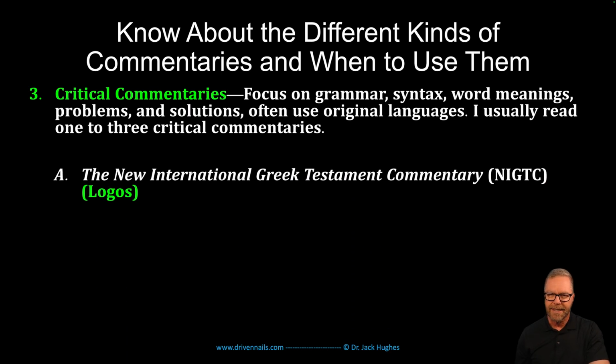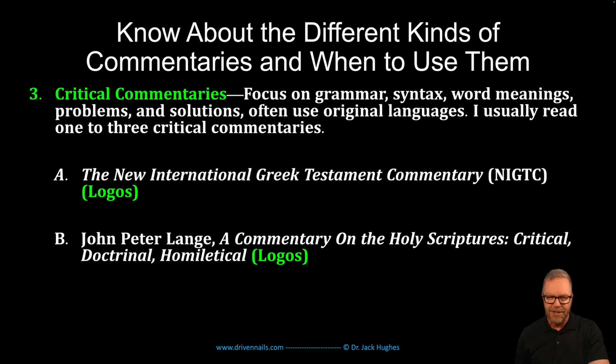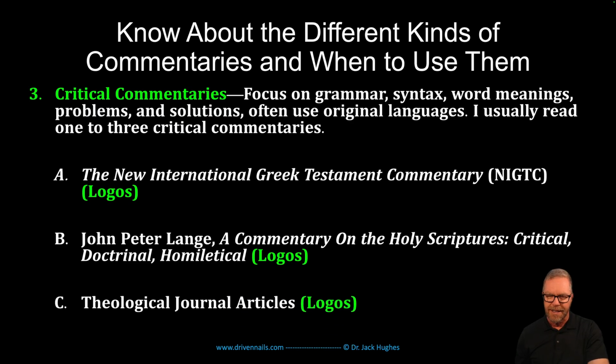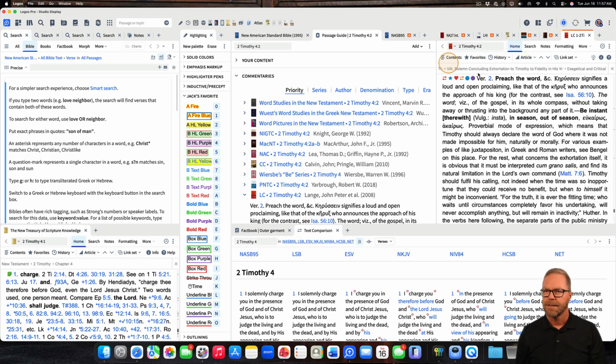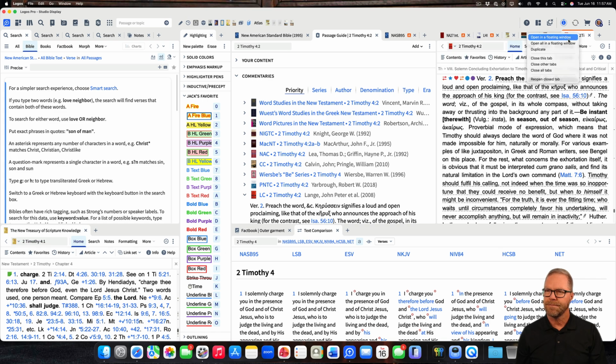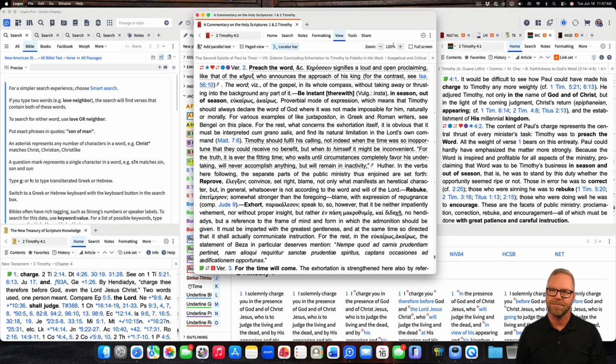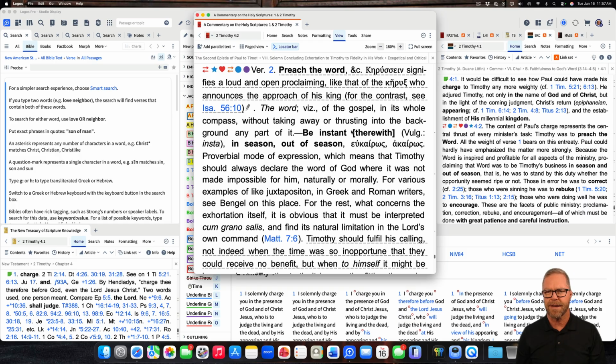The New International Greek Testament Commentary, Peter Lang, Commentary on the Holy Scriptures, theological journal articles get real geeky, and on problem texts, they blow it all out. So let me just go over here and see if I have something. Here's Lang right here. So let me just show you. Open in a floating window. Let me crank this up so you can see this a little bit better. Notice how he's quoting the Greek, and he's dealing with the Vulgate, and he's referencing all this.